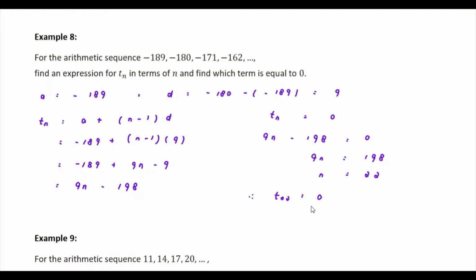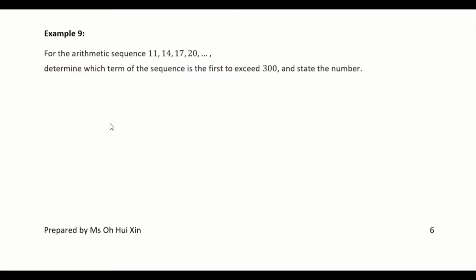But if, let's say, it's a calculator-free paper, then you need to know how to do it by manual calculation, right? Okay, so now example 9. For the arithmetic sequence 11, 14, 17, 20, determine which term of the sequence is the first one to exceed 300 and state the number.